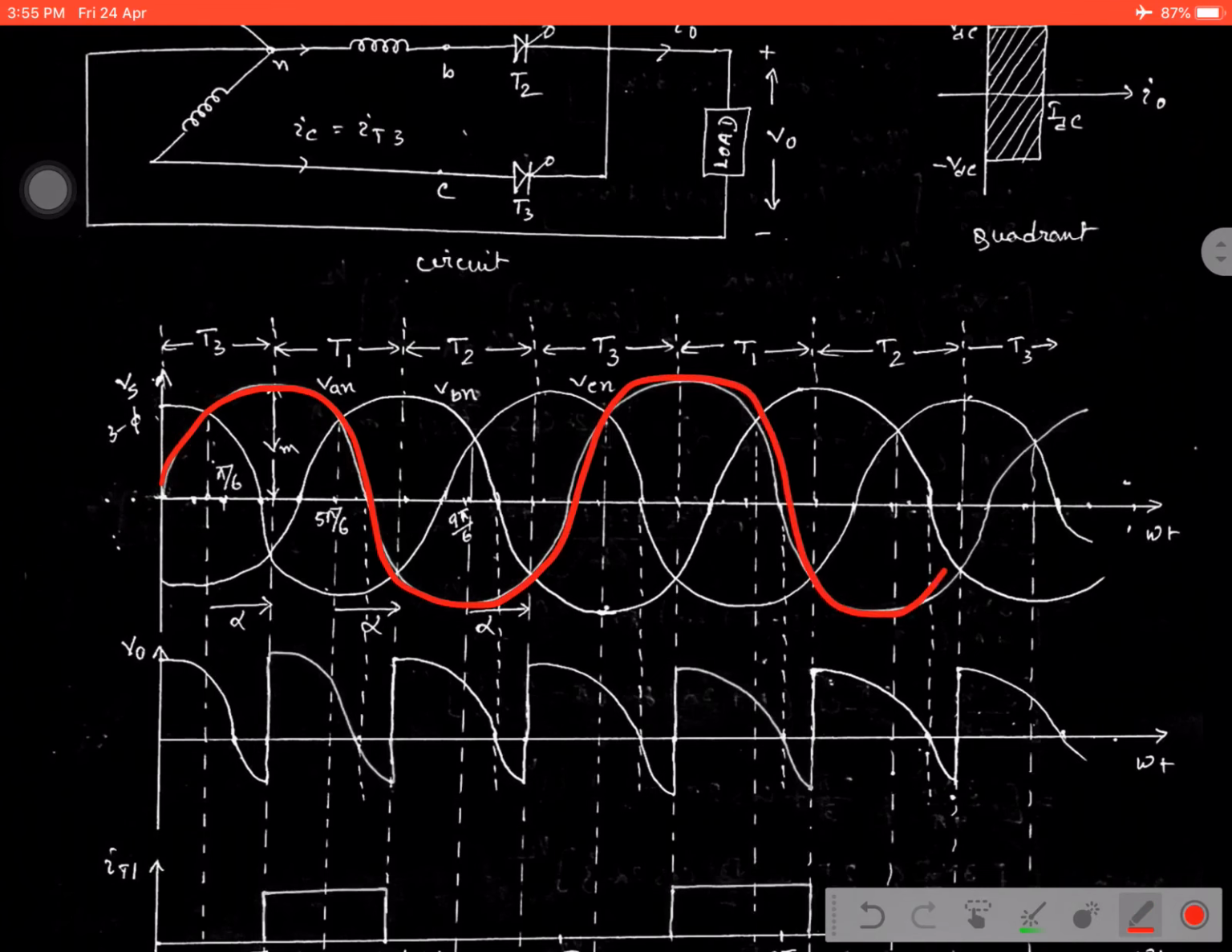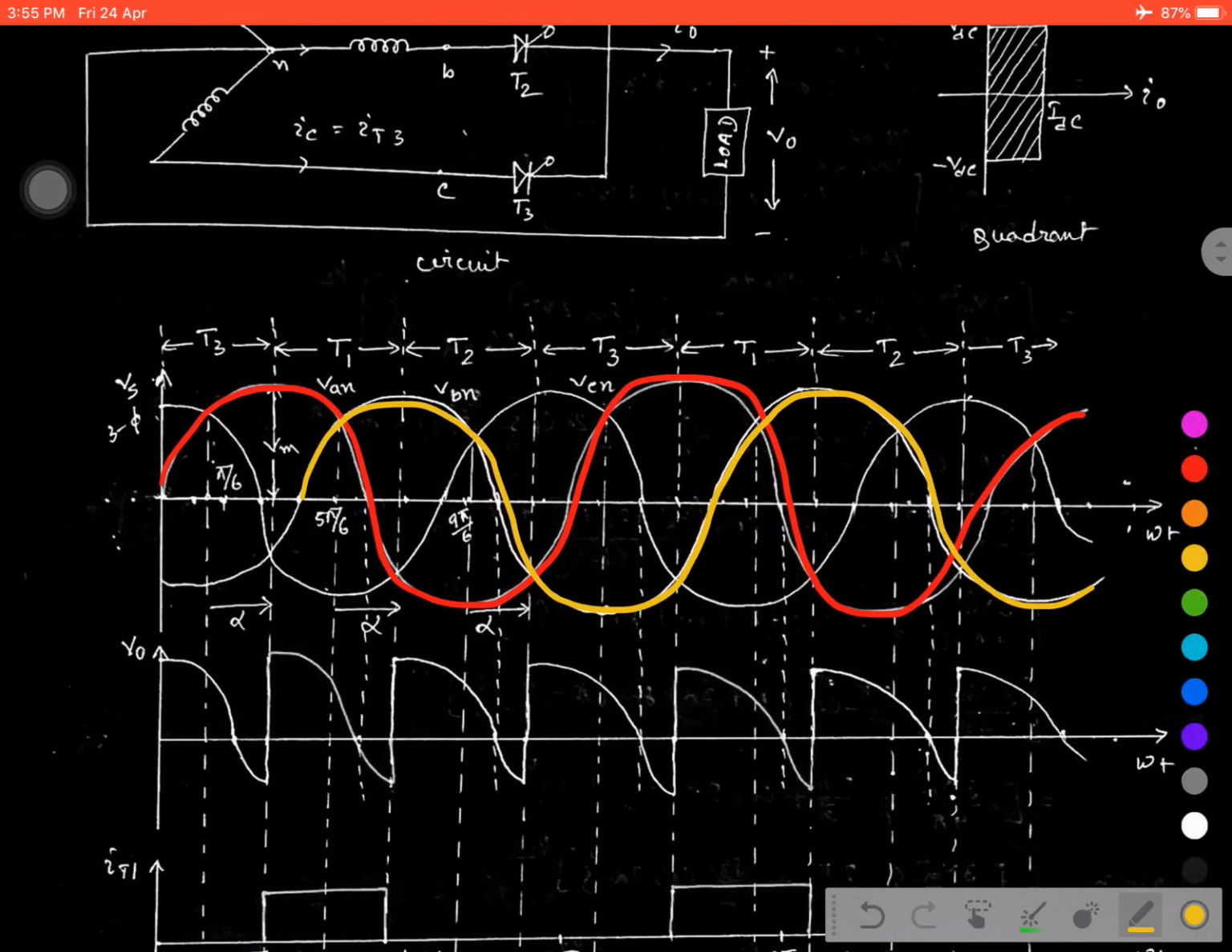Okay, and phase B, suppose this is a signal which will start from 120 degree apart from the first phase. So that will start from this one, 120 degree from the phase A signal. Again the phase C will start again 120 degree apart from the second one, that will start from this point.